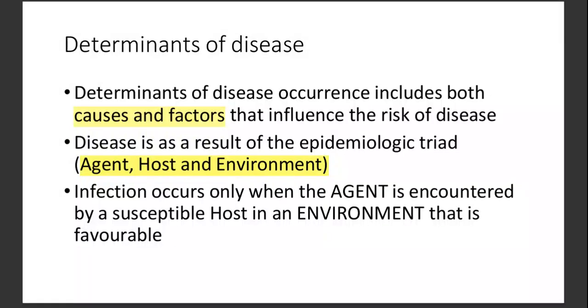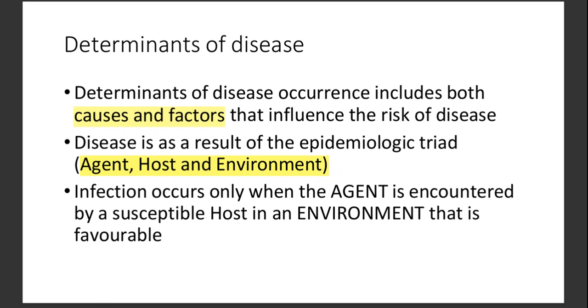So determinants of disease occurrence include both causes and factors that influence the risk of disease. Remember, the determinants of disease are just things that will be able to cause a deviation from the normal, isn't it? So disease, we said, doesn't happen at random. Disease is actually because of three things. We call them the epidemiological triad. We have the agent, the host, and the environment.